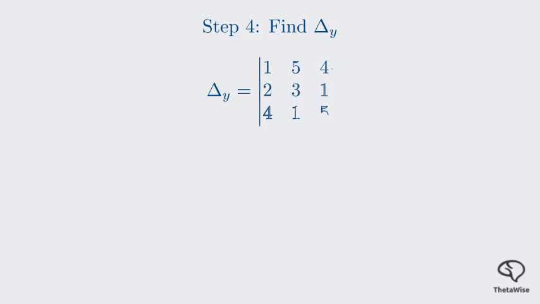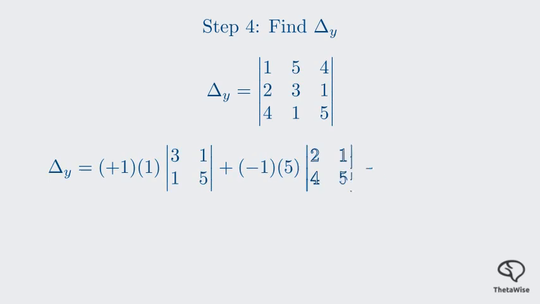Now, let's proceed to step 4, finding the determinant of y, or delta y. Following our rule, we will create this new determinant by taking the original determinant, delta 0, and replacing the column of y coefficients with the constants. The resulting determinant is 1, 5, 4, 2, 3, 1, 4, 1, 5. Once again, we will evaluate this 3 by 3 determinant using row 1 and the sign principle. Delta y equals positive 1 times its minor, minus positive 5 times its minor, plus positive 4 times its minor.